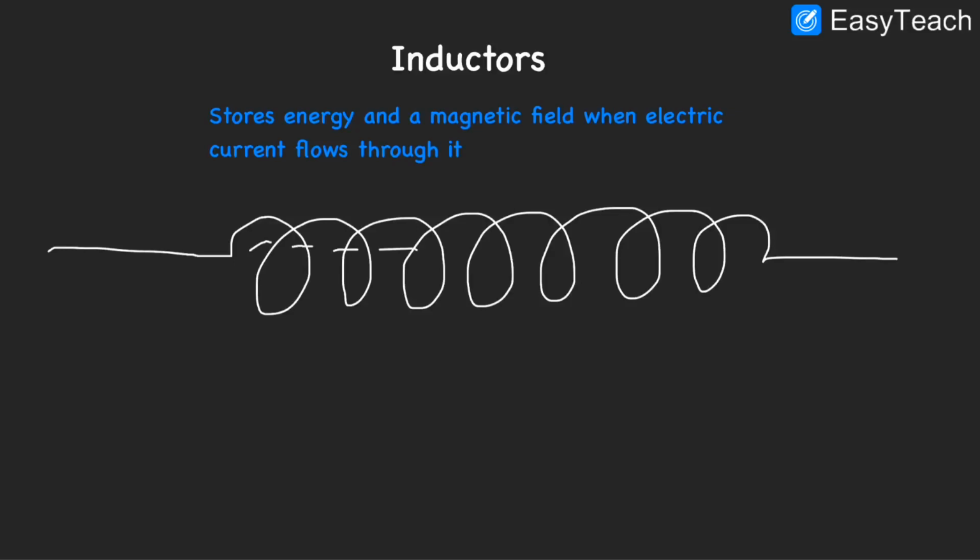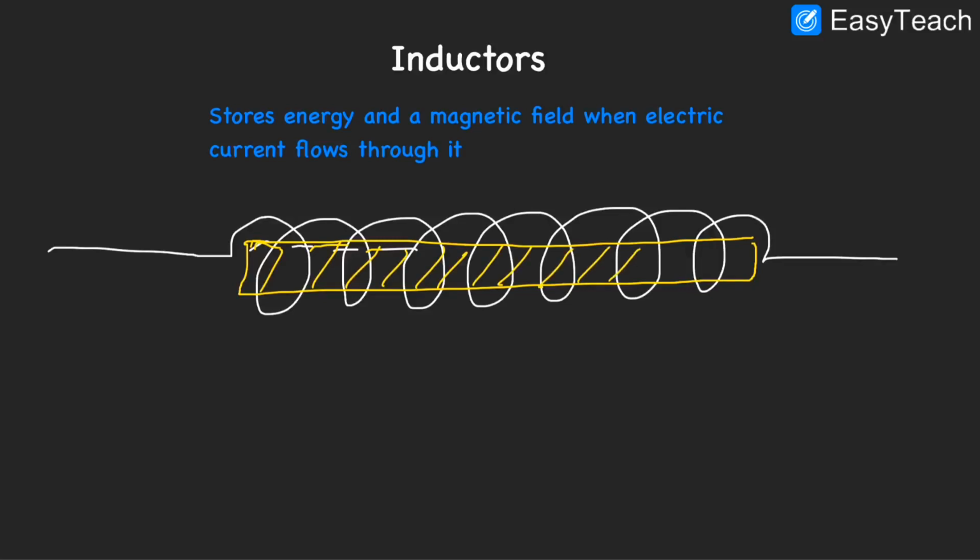Usually this winding is done around an iron core. An iron core is something just like a piece of iron, so you have an iron rod or something like that. And then if you wind your conductor, usually copper wire, around it, that becomes your inductor. So the construction is pretty simple.